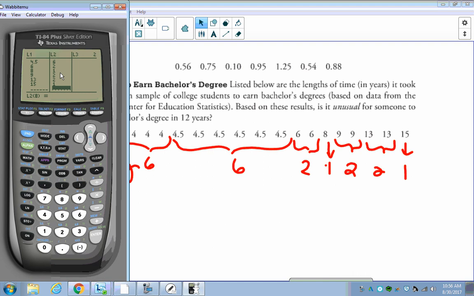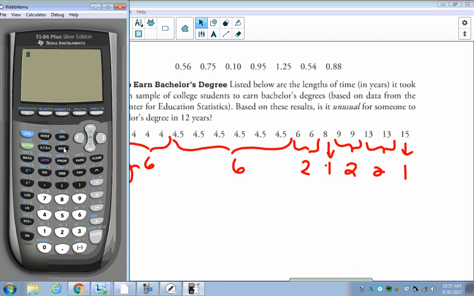Everybody good? Now, when you ask this to do the calculation, if you ever get an error that says DIM error, it means dimensional error, it's because L1 and L2 have a different number of data. So in other words, you left a frequency off or you left a data value off. They have to match. They have to have the same number of items in L1 and L2. Okay, so I'm going to go second and quit to get out of my data. I don't want to mess that data up.